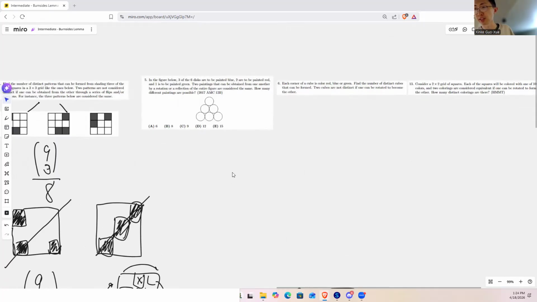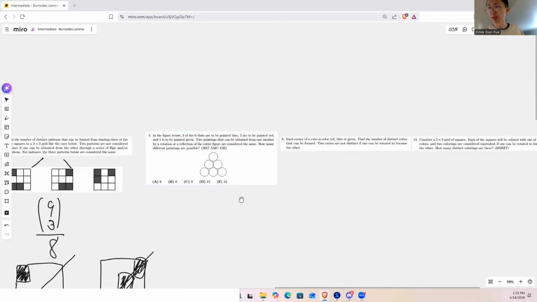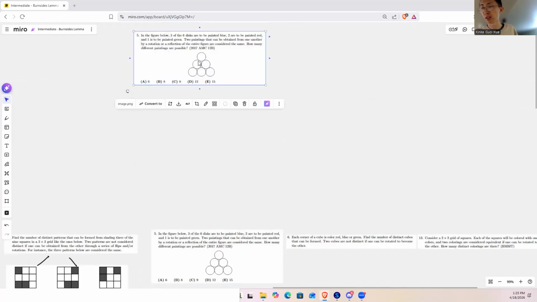Okay, let's try this problem from the 2017 AMC 12B. So in the figure, three of the discs are to be painted blue, two are painted red, one is painted green. Two paintings that can be obtained from one another by rotation or a reflection of the entire figure are considered the same. So how many paintings are possible? Well, with a lot of these, you can just do a bunch of casework and eventually get the answer with very, very careful casework. But we're going to use Burnside's lemma.